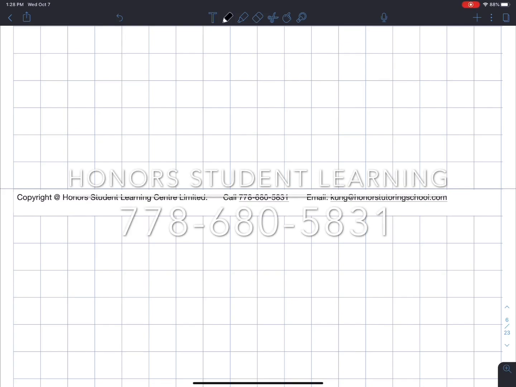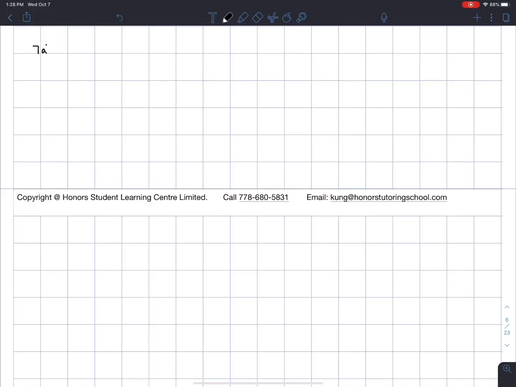Okay, moving on to question 7. 7a. Which pair of fractions are equivalent? So we have 1/2 and 1/3. The key is you want to make the same denominator.